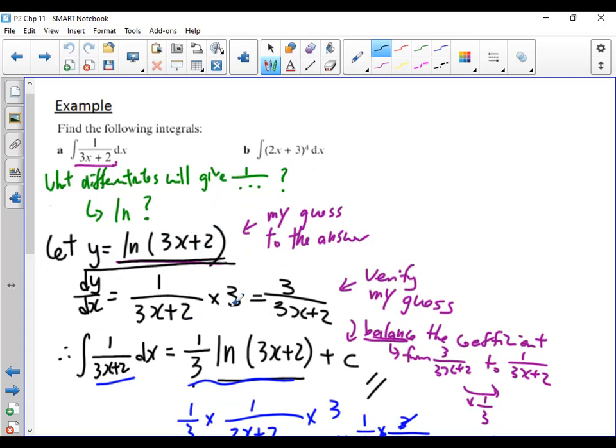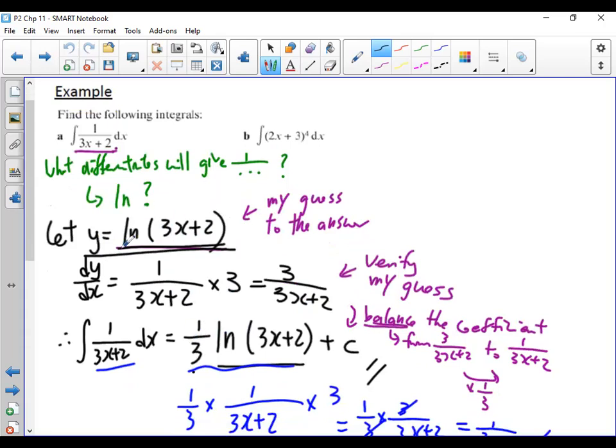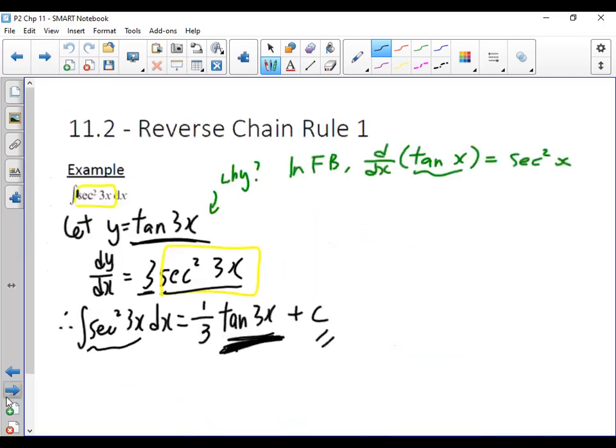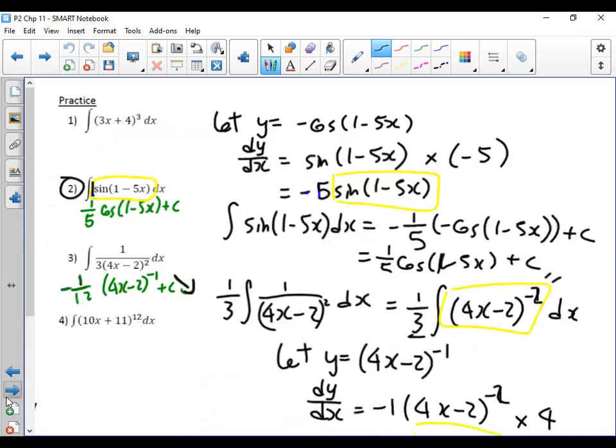So 1 over 3x plus 2 times 3. Then that's how I verify my guess. And my guess is not far off because my algebra, 1 over 3x plus 2, is right there. But what's different is that we have a 3 on top instead of 1. So we just have to multiply our guessed answer by a third, which is a third of ln of 3x plus 2. And don't forget our plus c. So there's reverse chain rule.